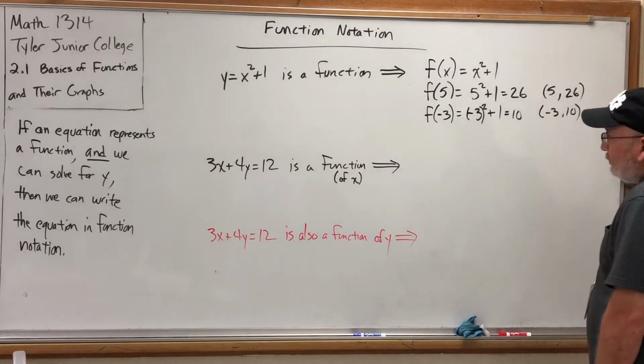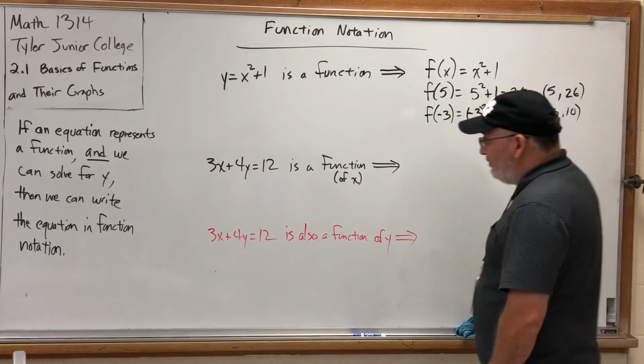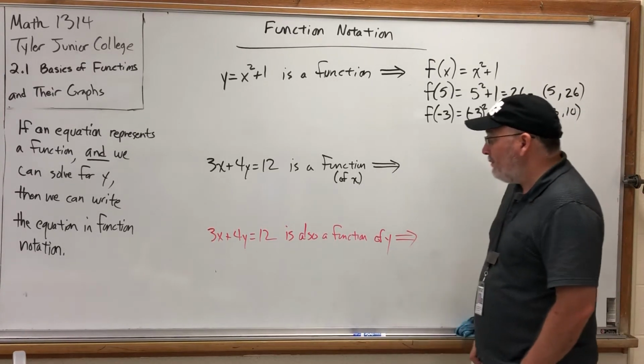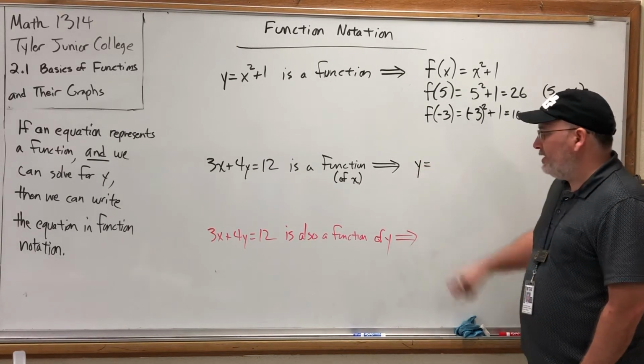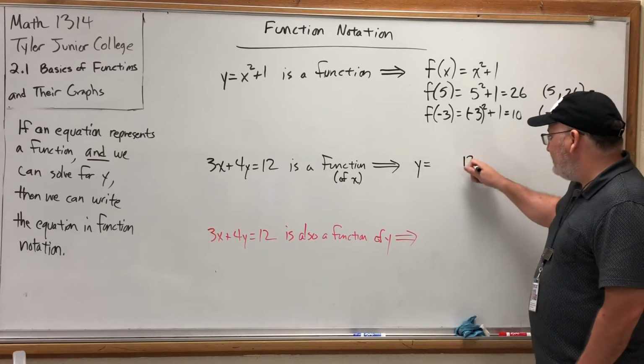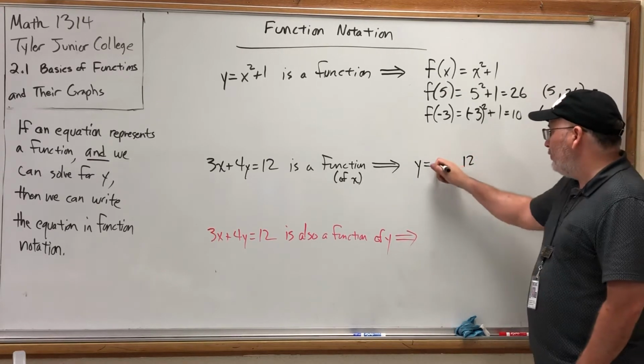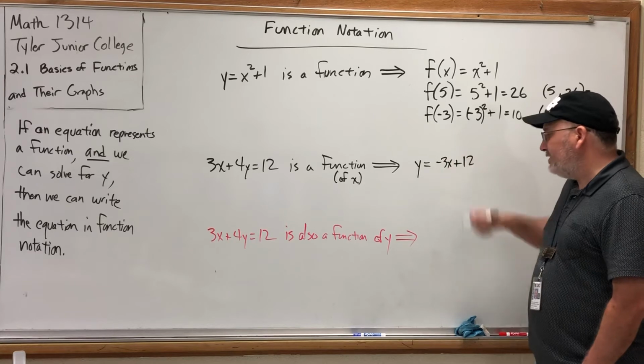But anyway, if we want to write this equation in function notation, we have to solve it for y first. Now we had already solved it for y in the previous video, but it's not that hard to do again. The 12 is already on the right side. The 3x would move over and become negative, and now the 12 means it's plus.